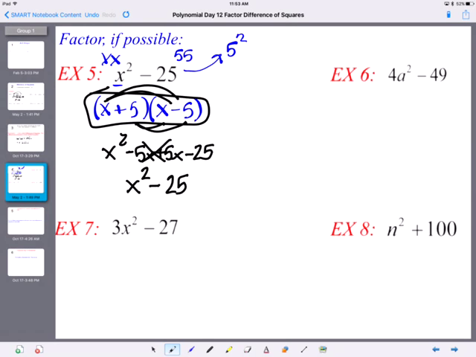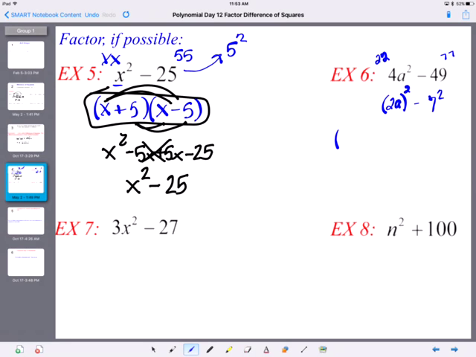When we look at example 6, we have 4a squared. So I'm going to ask myself, is 4 a perfect square? Well, yeah, 2 times 2 is 4. So I can actually rewrite this as 2a to the second power, if I'd like. Is 49 a perfect square? Well, yeah, 7 times 7 is 49, so I can rewrite that as 7 squared.